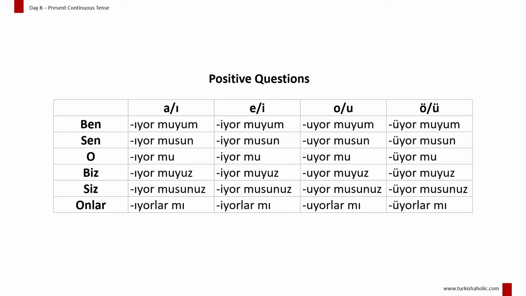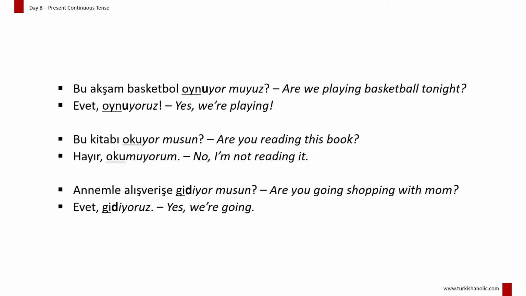When making positive questions in present continuous, we include the question particle mu and mı at the end of the sentence, right before the personal suffix. Let's see some sentence examples. Bu akşam basketbol oynuyor muyuz? Evet, oynuyoruz. Bu kitabı okuyor musun? Hayır, okumuyorum. Annemle alışverişe gidiyor musun? Evet, gidiyoruz.